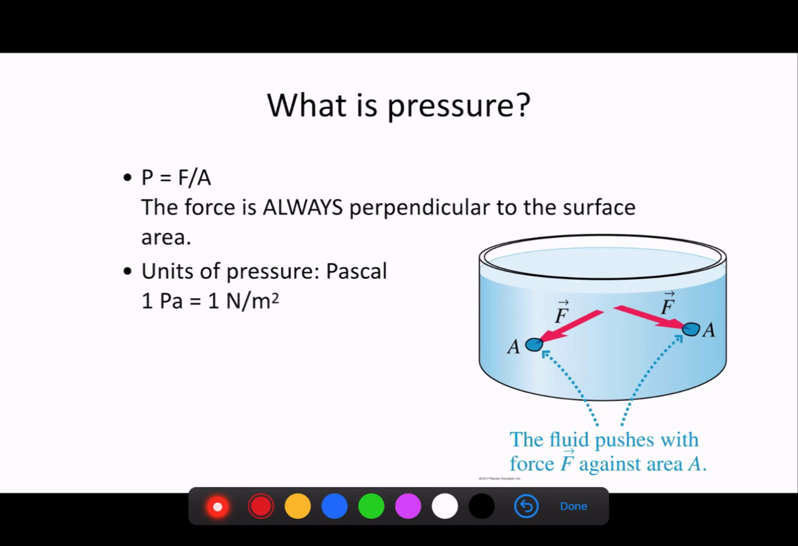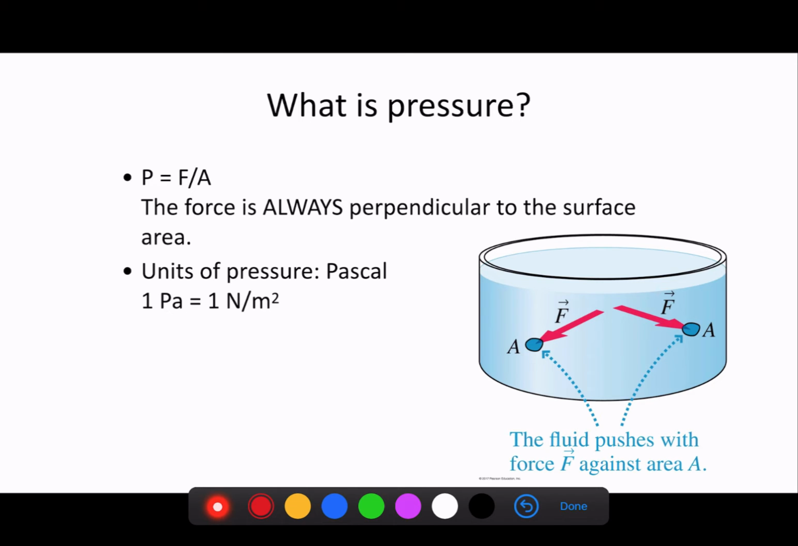And the force is always perpendicular to the surface area. So if you have a force that is not perpendicular, then in order to calculate the pressure that that surface area is experiencing, you need to figure out the component that's perpendicular to the surface area. Now we're going to focus on gas and liquid pressure, and in those cases the force is going to be perpendicular. The units of pressure are known as the Pascal. 1 Pascal is equal to 1 Newton per meter squared.